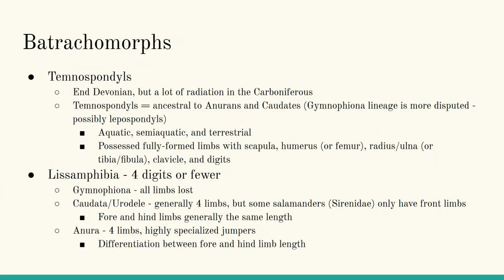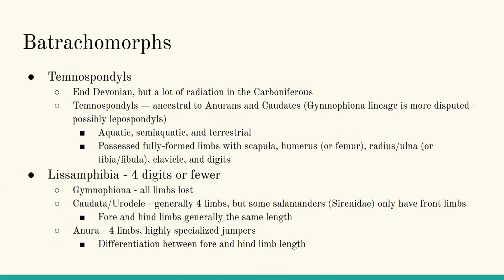Looking at batrachomorphs, so that includes temnospondyls and Lissamphibia. Temnospondyls existed at the end of the Devonian, but there was a lot of radiation in the Carboniferous period. Temnospondyls are ancestral to anurans and caudates. They might be ancestral to Gymnophiona, but that lineage is more disputed. It's possible that lepospondyls are the ancestral versions of today's caecilians. They existed in aquatic, semi-aquatic, and terrestrial environments.